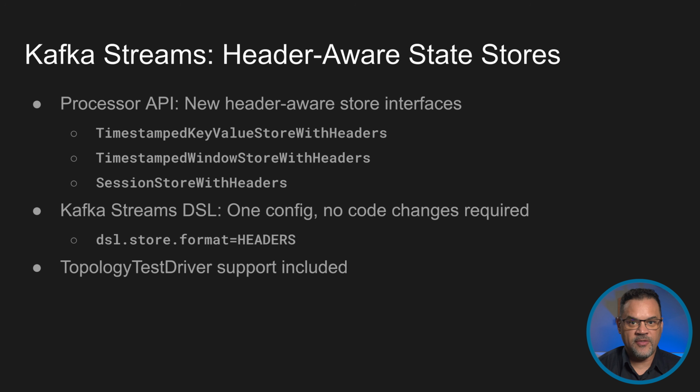KIP 1285 leverages those new state store types in the Kafka Streams DSL. You can use a new configuration to globally opt in for all of your state stores in your DSL topology, or opt in for specific state stores as you see fit. This is supported in the TopologyTestDriver, meaning you can validate this in your unit tests with both the Processor API and the Kafka Streams DSL.